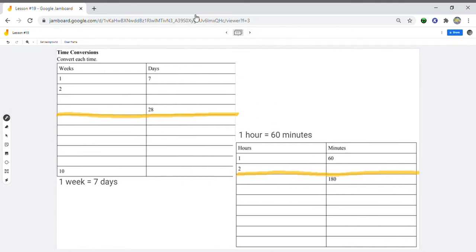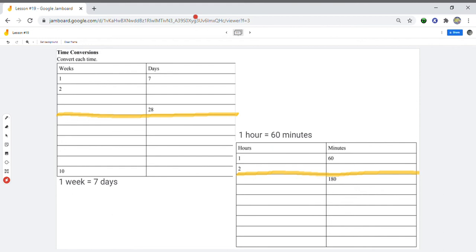So for the third section, we're going to be converting time. So over here, we have the conversion of 1 week equals 7 days. And over here, we have the conversion of 1 hour equals 60 minutes. So I'm just going to go over this section. So what we're actually basically doing here is determining how many days, or converting between weeks and days.